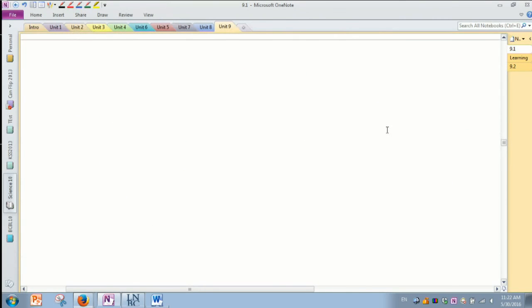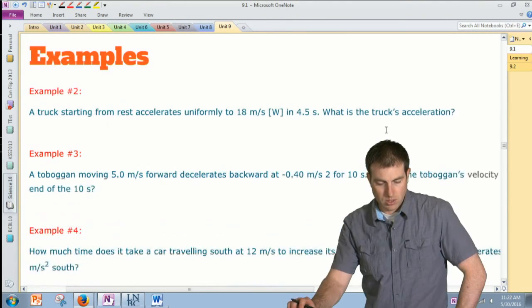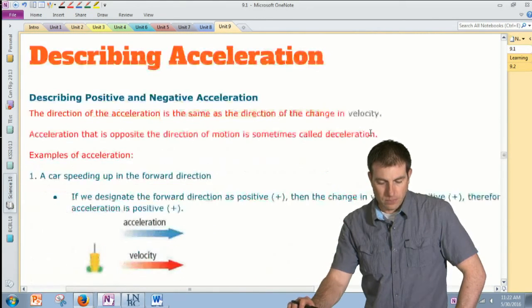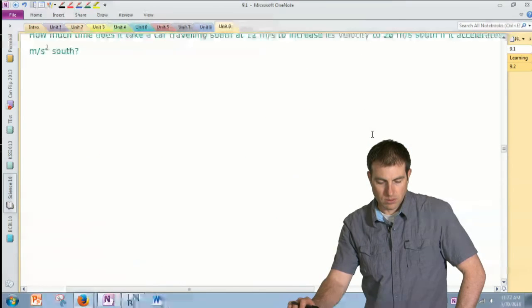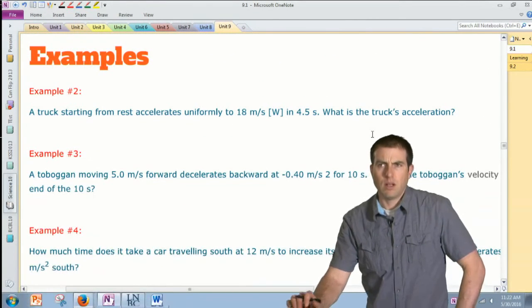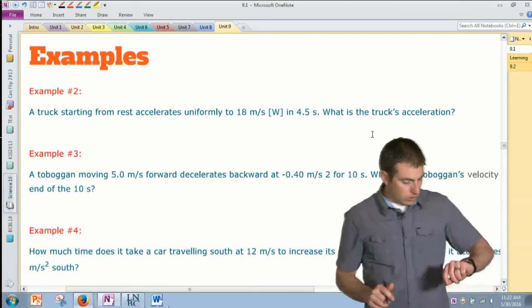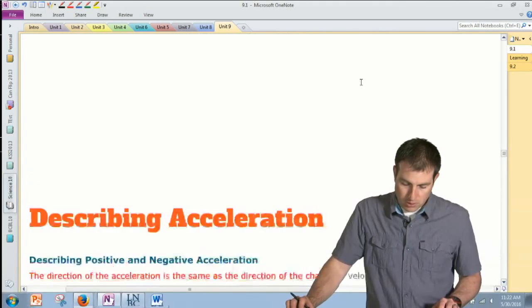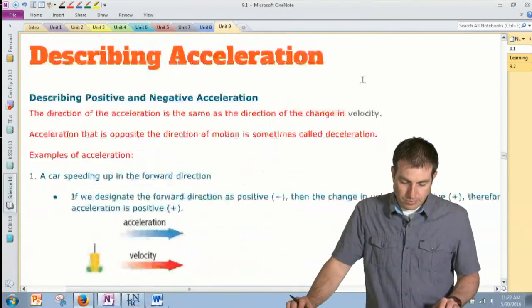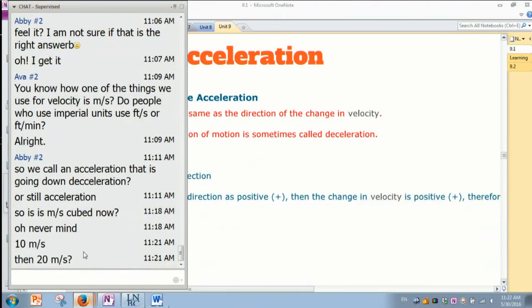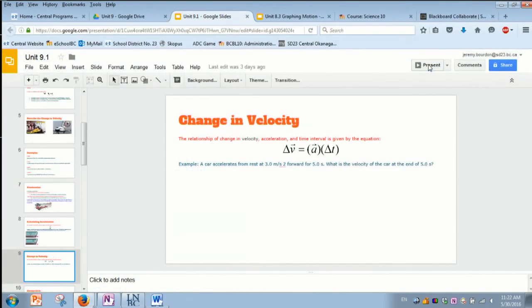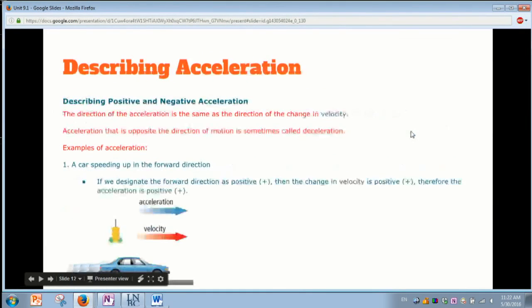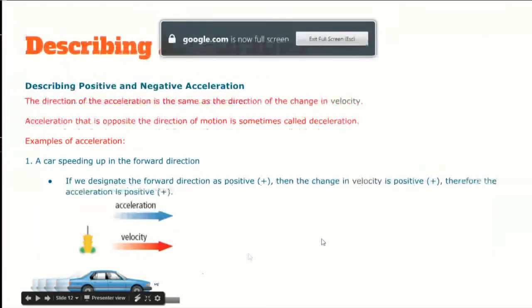Okay, we can do this. Maybe I'll do one of these. We'll talk about the scenarios. Let's just talk about the scenarios. Got about 5 minutes or so left. All right. Describing acceleration. I'll come back and do some of these next day.